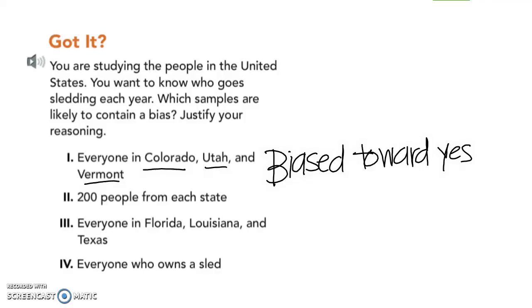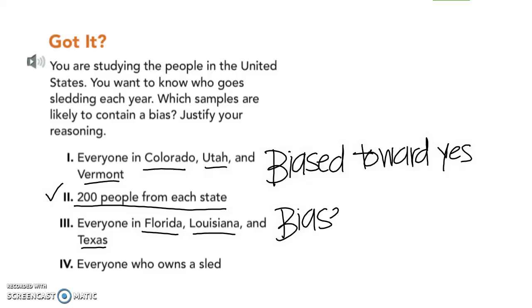All right, what if we did 200 people from each state? Would that be a biased sample? No, this is good. We like this one. Okay, so this one is biased. 1, 2 is not biased. It's representative. Number 3, Florida, Louisiana, and Texas. You know, they might get snow maybe once, but those states in particular don't get very much snow. So we're going to say biased towards no.